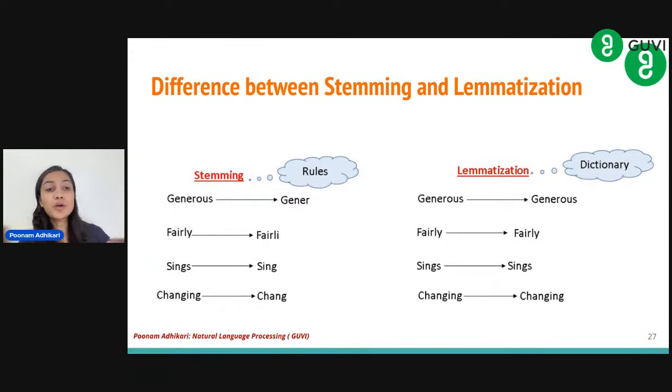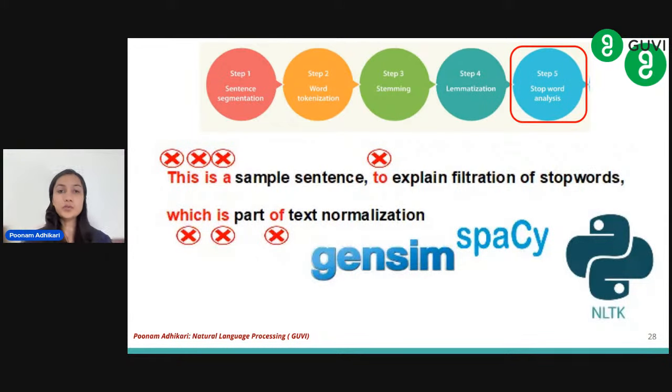Based on the aspect that you are trying to analyze, whether the given word is important to you or not, you are going to choose either stemming or lemmatization as the method to convert the given word into its root form. Now the next thing that we are going to do is stop word removal. In stop word removal, whichever words are considered stop words, such as this, is, a, to, which, of, they all are going to be removed. We have the NLTK library, Gensim, or spaCy that is going to help us do all this.